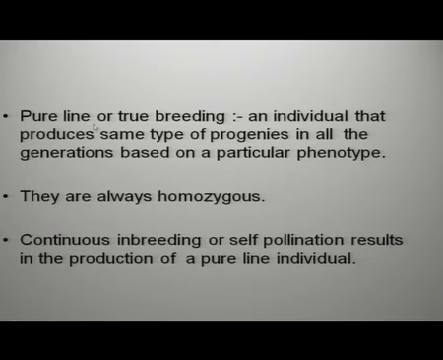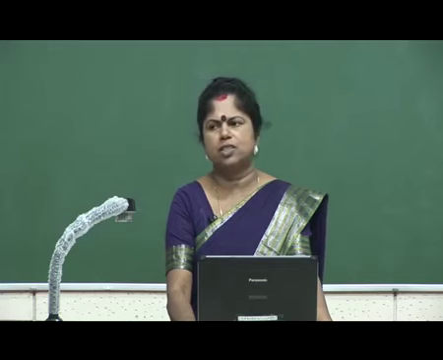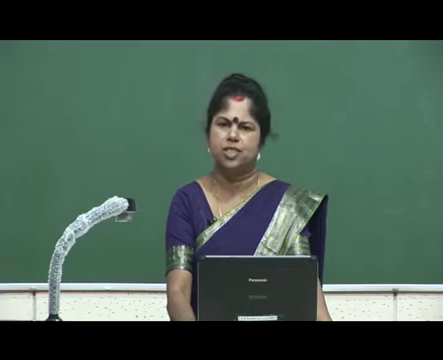Now, regarding pure line or pure breeding or true breeding, an individual that produces the same type of phenotype, the same type of characters, in all the progenies in all the generations, is pure breeding or true breeding or pure line. And such individuals will always be homozygous. Later in this chapter there will come many genetics problems, where it will be given only as pure line or pure breeding. So the concept must be clear: a pure line plant or individual will always be homozygous, and it will breed true, producing the same phenotype for all the generations in all the progenies.